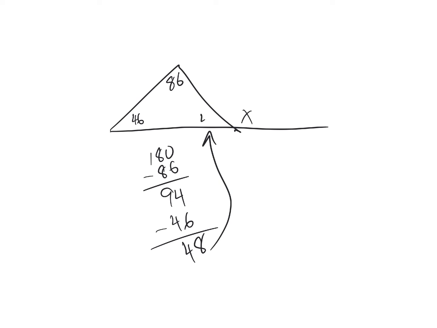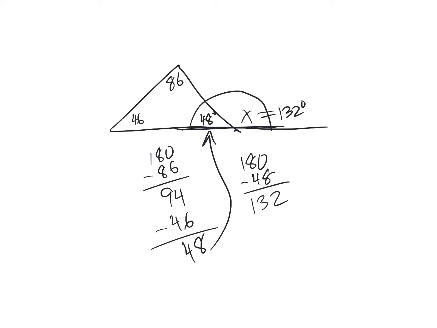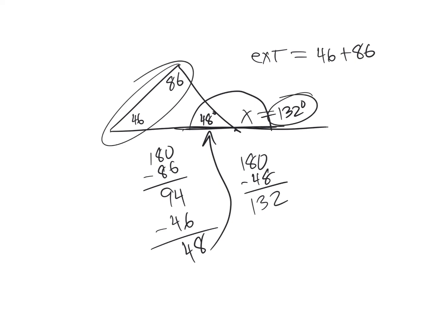So 48 goes here. And you have a straight line, which makes those two angles supplementary. So you take 180 minus the 48. And what do you get, Garrett? 132. Yeah, so this is 132 degrees. Now, that's doing it the long way. Exterior angles are equal to the opposite two angles added together. Isn't 132 the same as those two? Yeah. Okay, that's the exterior angle theorem. So that's all you have to do to get X.